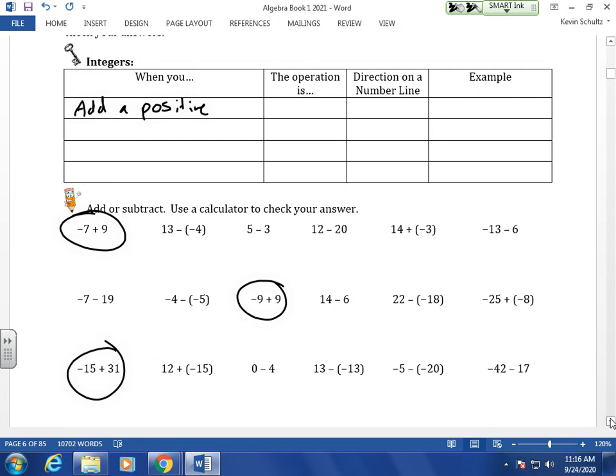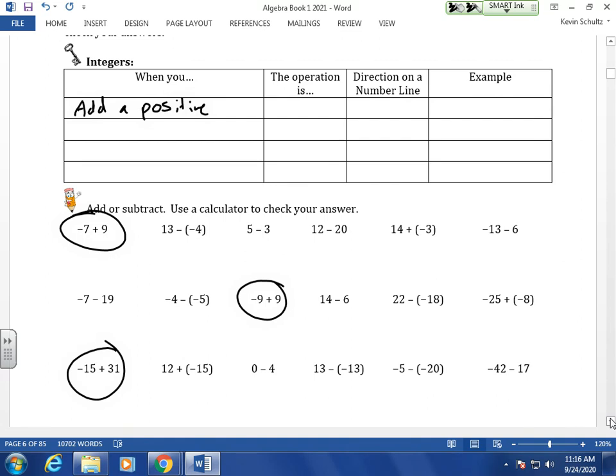Now, even though all three of these start with a negative number, negative 7 plus 9, negative 9 plus 9, negative 15 plus 31, why is it adding a positive? When we say add a positive, what are we looking for? What clues us in that we're adding a positive? Let me ask it a little bit differently. Does the sign of the first number matter as far as the operation? No. Not at all. That just shows you where on the number line you're starting. What's your starting value, and then what are you doing after that?